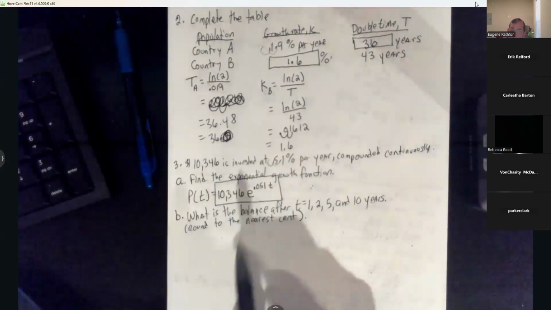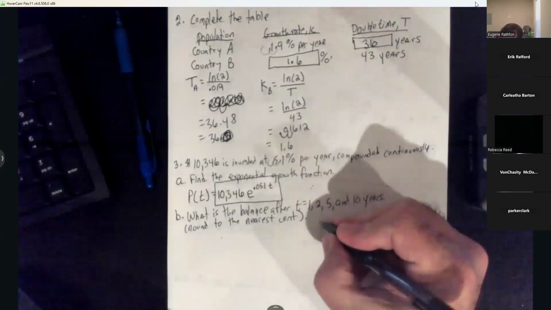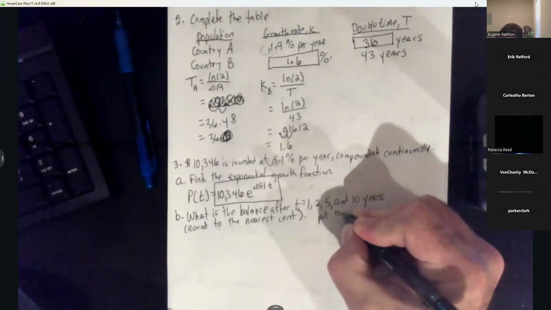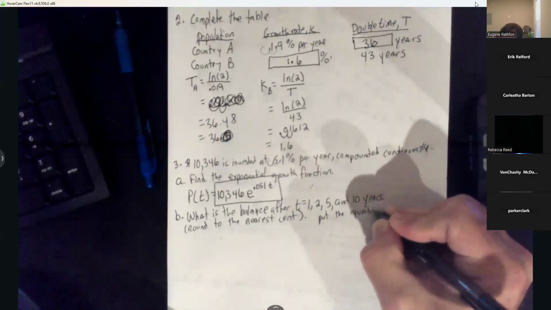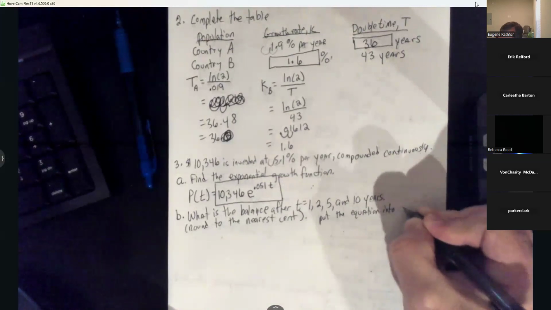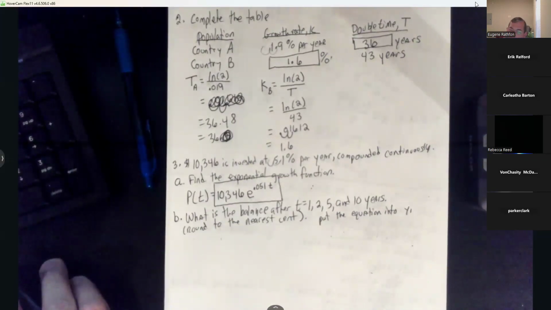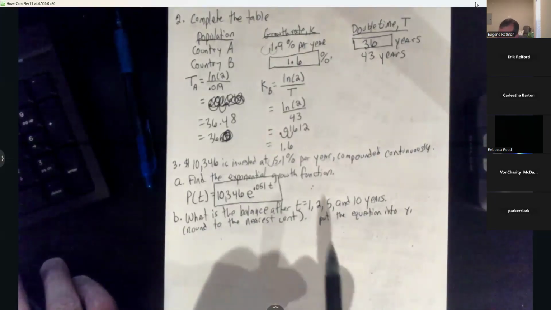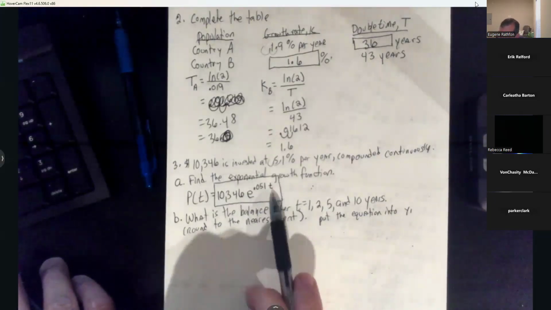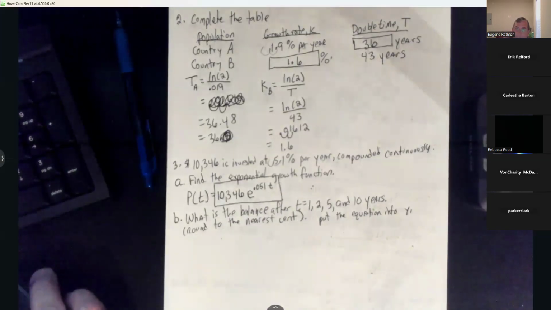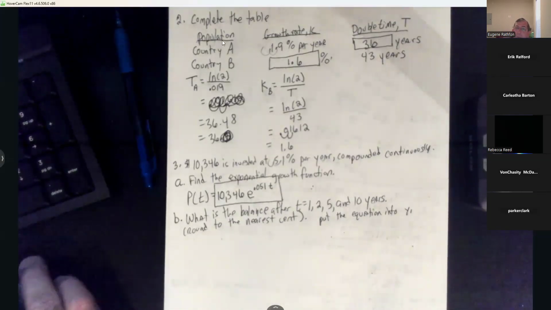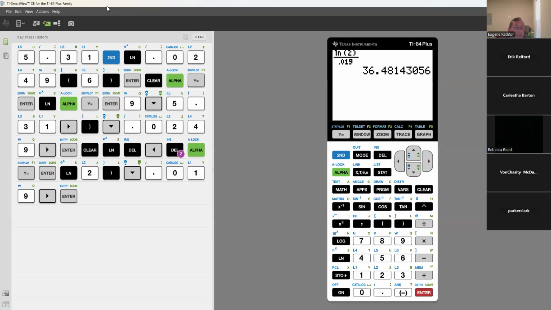Okay? So what I'm going to do is put my equation into y1. Now, the thing you got to remember when you use y1, instead of a t here, I'm going to put an x, okay? Because on the calculator, when you go to y1, those are in terms of x's instead of t. So y'all, let me see here. Let me clear everything off.